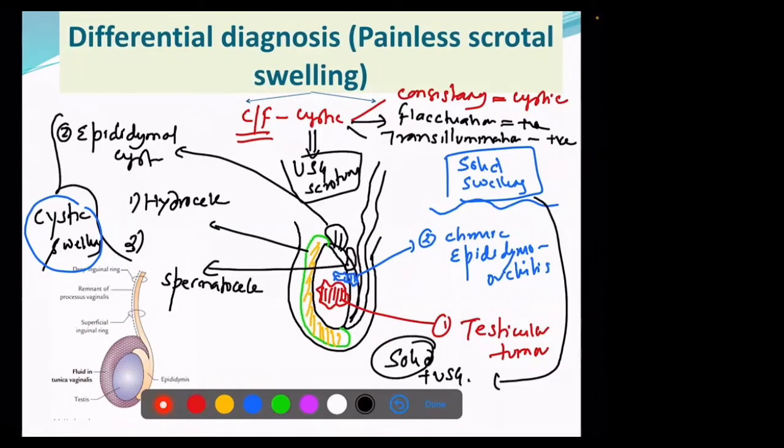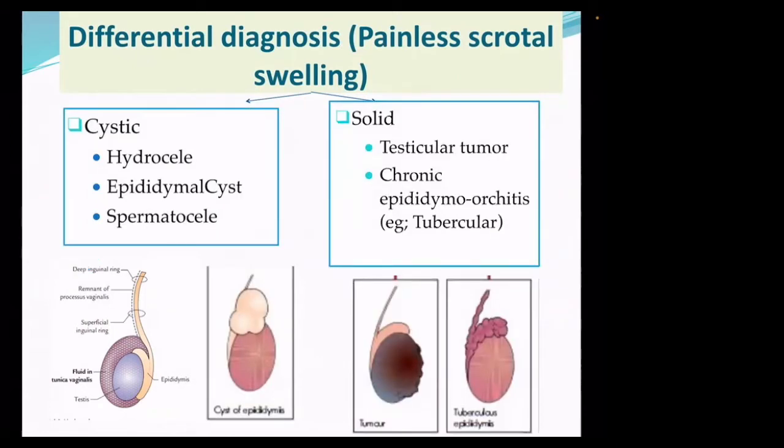One of the most common causes of chronic epididymo-orchitis in our part of the world is tuberculosis. Yes, the testis and epididymis can also be affected by tuberculosis. To summarize, these are the common causes of painless scrotal swelling.